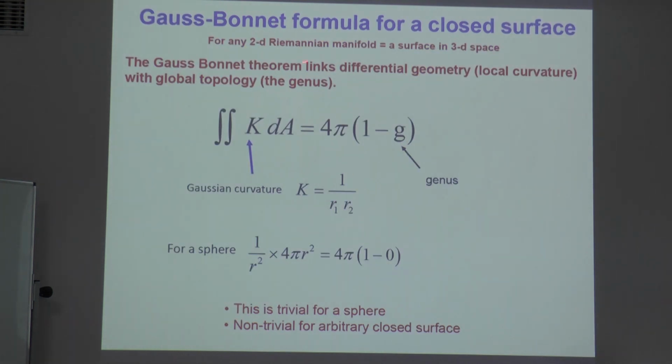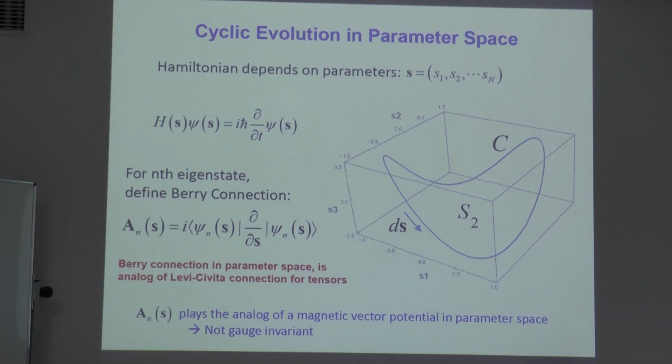An example of this is the Gauss-Bonnet formula for a closed 2-dimensional Riemannian surface manifold, where you integrate over the area of the manifold the Gaussian curvature, which is 1 over the product of the principal radii of curvature on that surface. The Gauss-Bonnet theorem says it's 4 pi times (1 minus g), where g is the genus. For a sphere, the area is 4 pi r squared and the curvature is just 1 over r squared, so it gives you 4 pi times (1 minus 0). It's trivial for a sphere, but for an arbitrary closed surface, it's not so trivial.